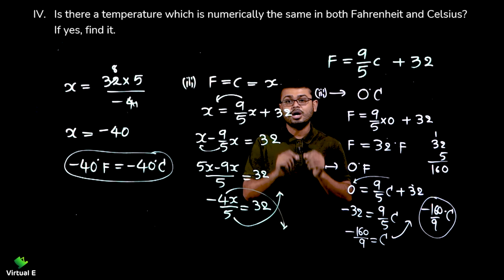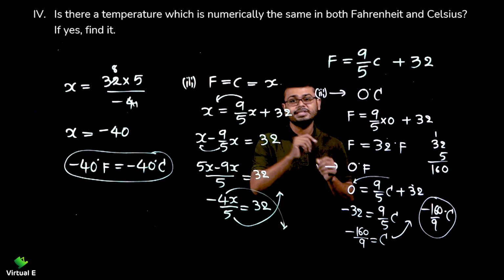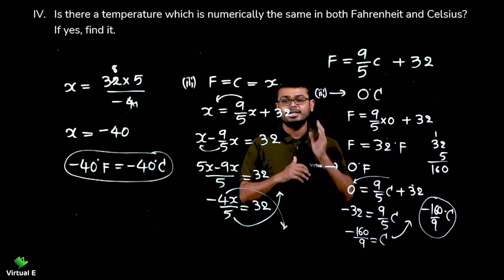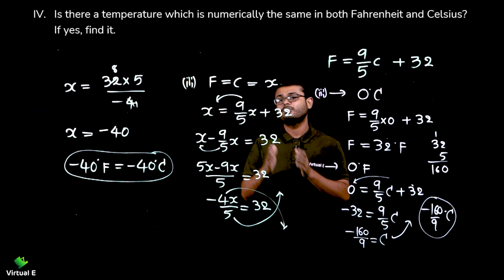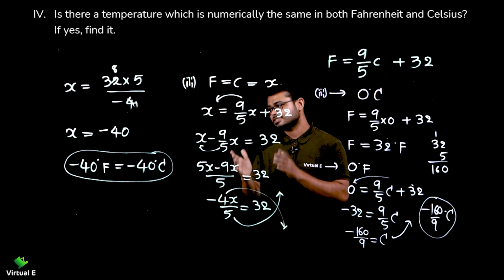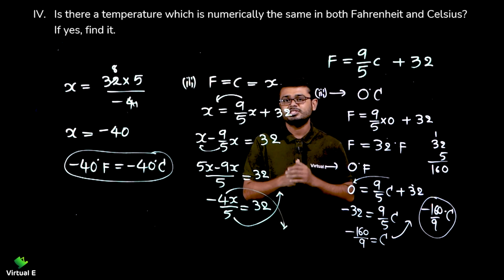Afterwards, we learned how to plot the points and we drew the graph for the linear equation. Then we solved a few word problems related to that, and this is also one of them. So this was chapter number 4, linear equation in two variables.